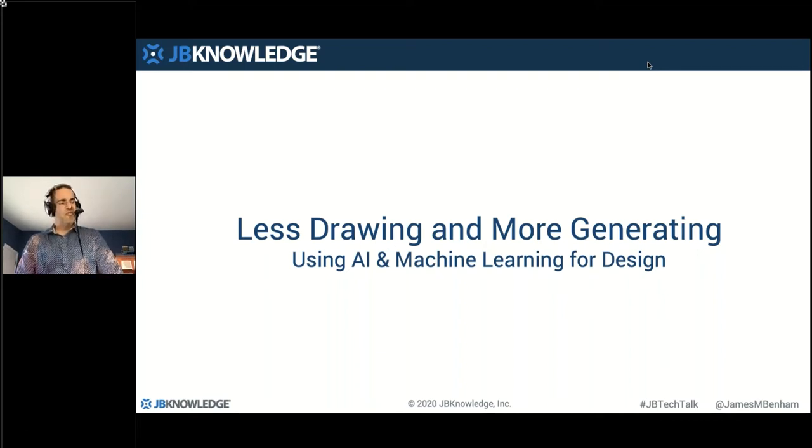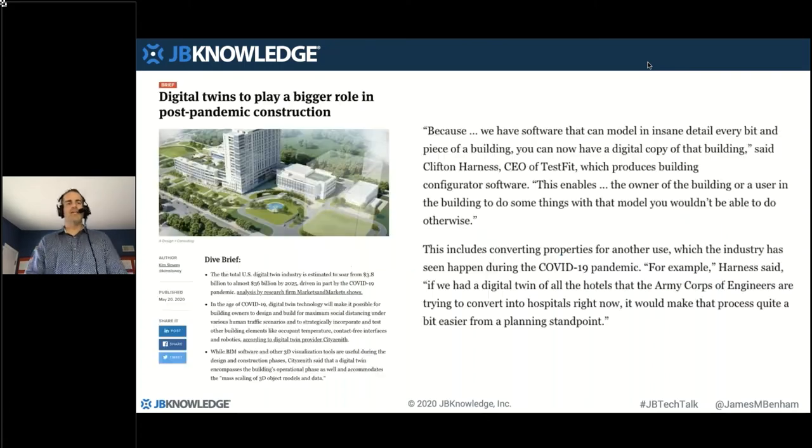So this field of computational science is being merged with construction science in a really fascinating way. And it really mimics what has happened already in the animation and entertainment industry. And it closely tracks with this concept called digital twins. And this is a recent article from a couple of weeks ago.